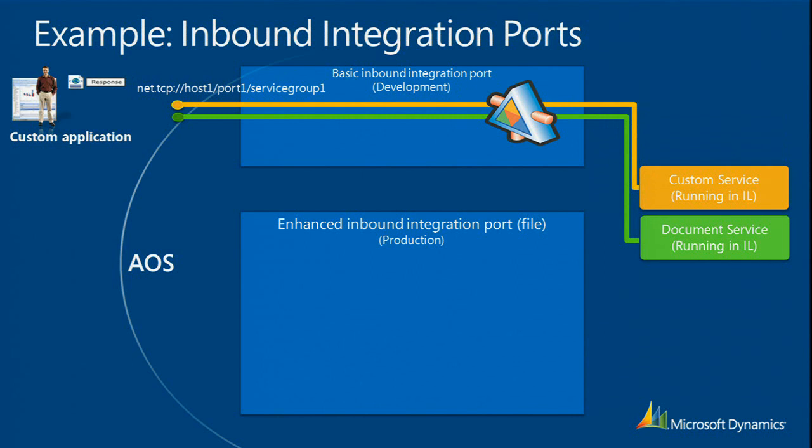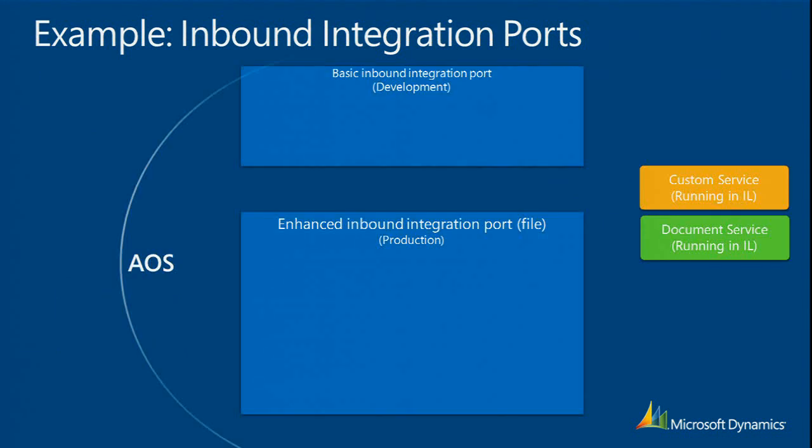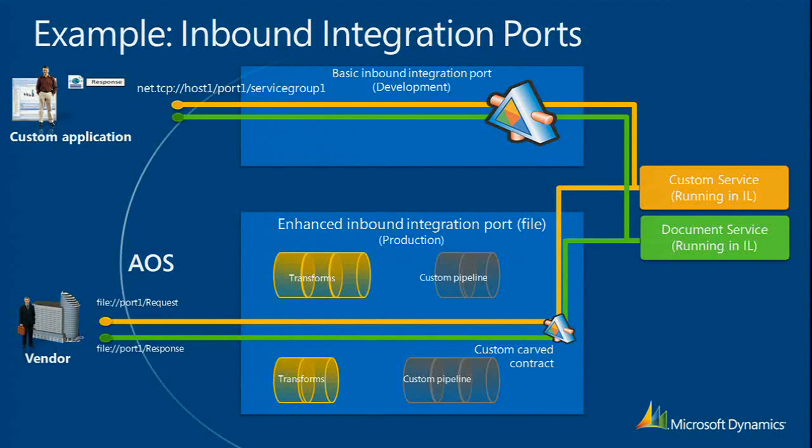There's very little you can do in terms of configuration, which is what I mentioned before. There are no transforms, as you can see. You cannot configure transformations or pipelines as you can in the enhanced ports. But you get this functionality if you use enhanced integration ports. So this is why you would typically use those in production, because you get many more configuration options, which you might need. So let's assume you have an enhanced integration port.